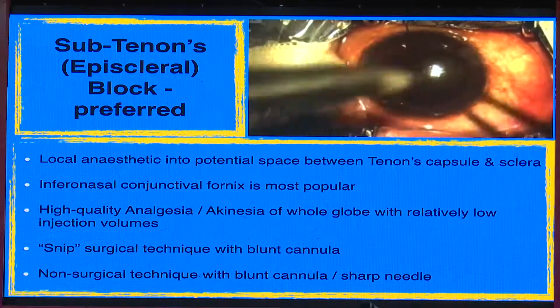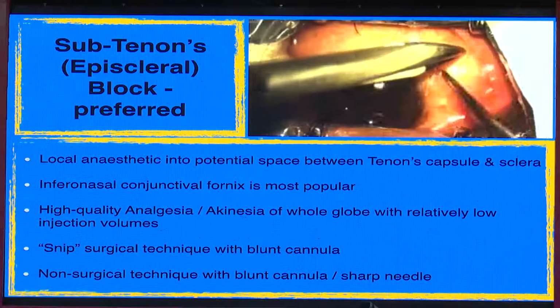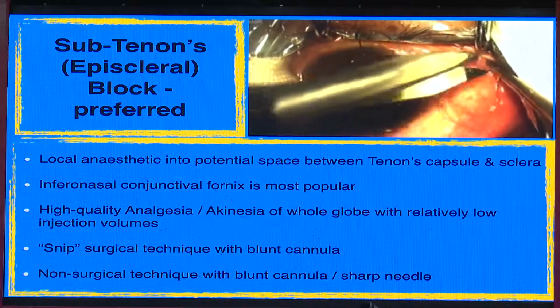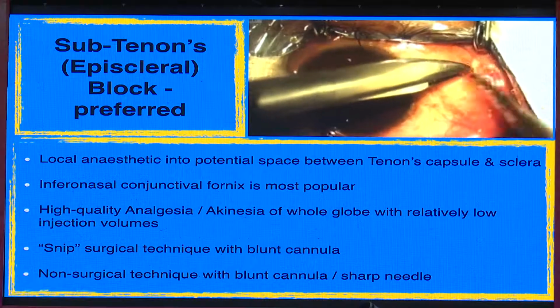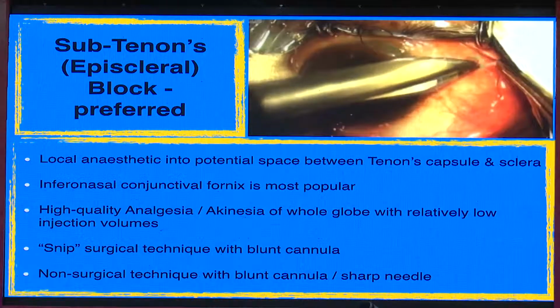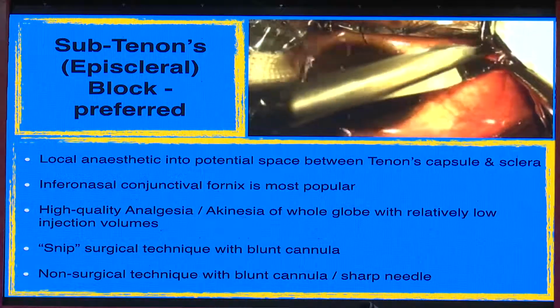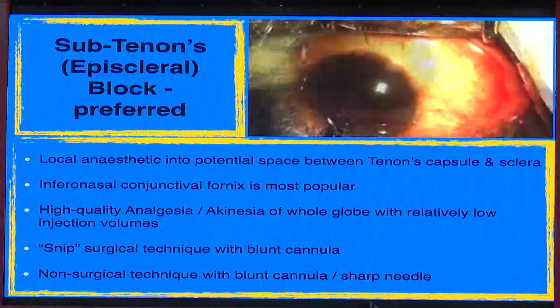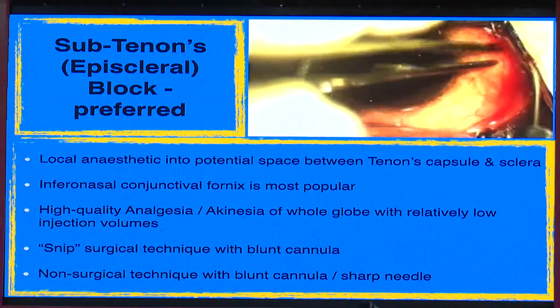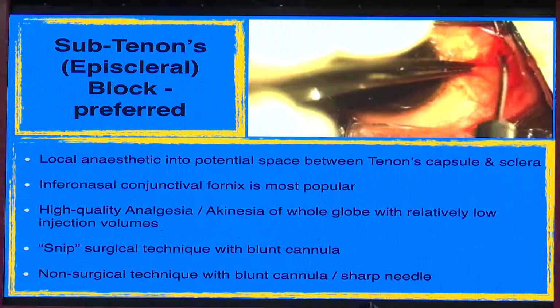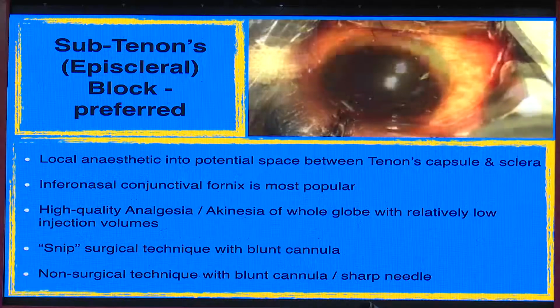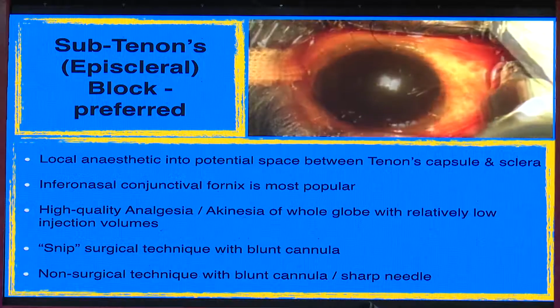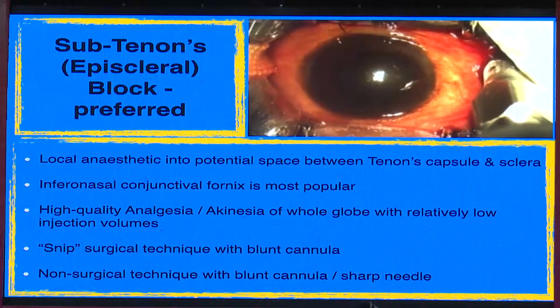In our cases, I use mostly this kind of block. I don't usually give any peribulbar blocks in my retina cases. I just do a sub-Tenon's block, in which I take an infranasal quadrant, make a snip in the sub-Tenon's area and then inject the block. It is very simple. We can put topical anesthesia initially, and the patient may not feel any discomfort. It gives very good akinesia and analgesia.